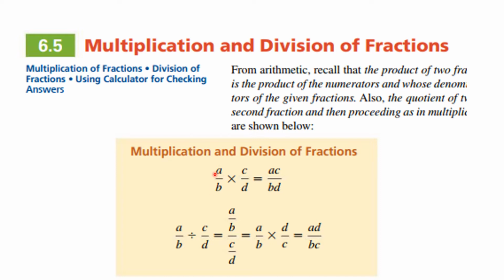If you have a fraction a over b times a fraction c over d, you multiply across the top, the numerator times the numerator, and the denominator times the denominator. Sometimes this is something that would have to be reduced further to put it in lowest terms.